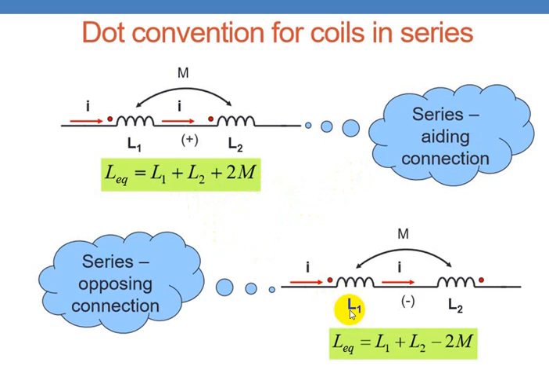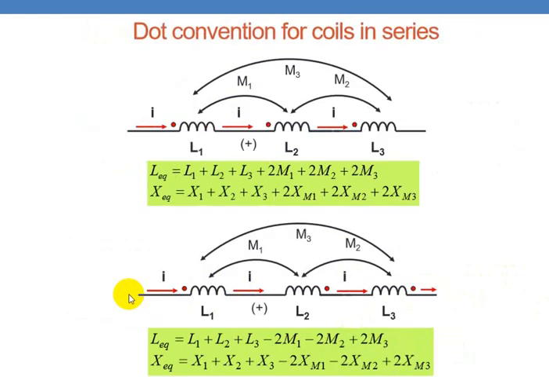Next, another case. Here, current is entering into the dotted terminal here, whereas current is leaving from the dotted terminal there. If a case arises like this, then the equivalent inductance will be L1 plus L2, and you have to use a minus sign, minus 2M. This is called a series opposing connection. Now let us write an equivalent inductance equation for this case.